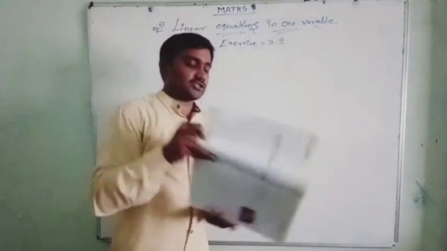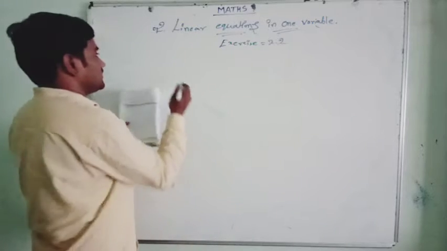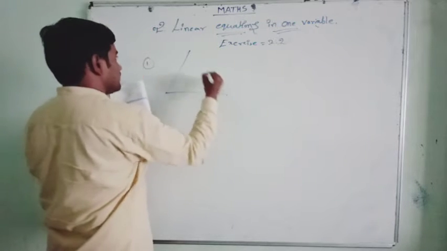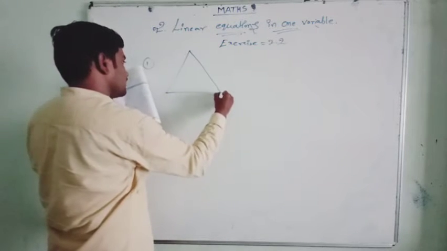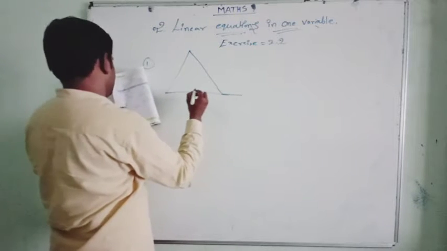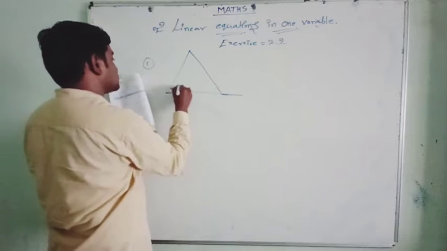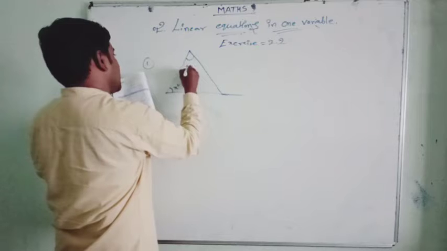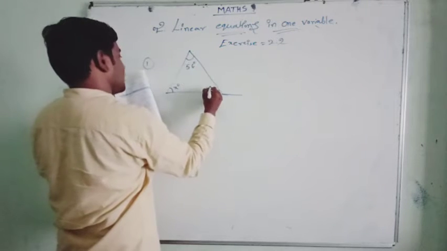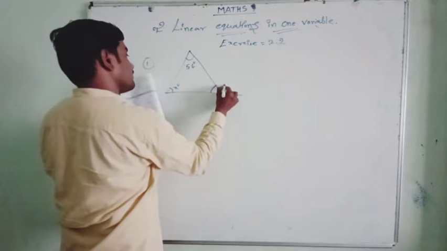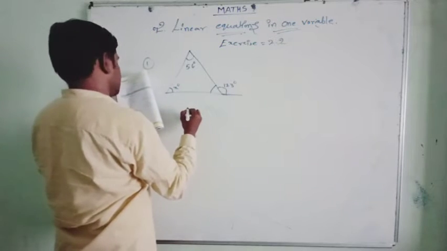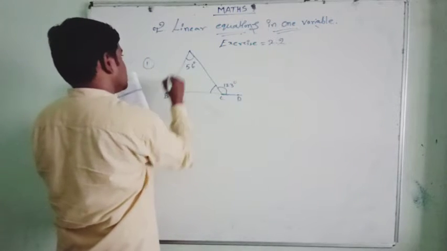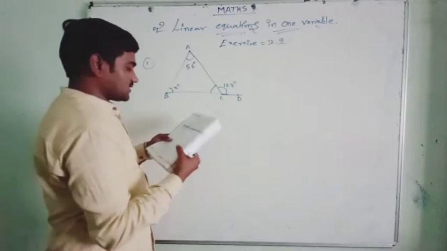First we go for 2.2, first bit. The first question: find out the x value. They have given a triangle here. We know one thing first, the angle sum property of a triangle. The sum of three interior angles of a triangle is equal to 180 degrees. Here it is C, here it is D, here it is B, and here it is A. So let us find out the x value here.